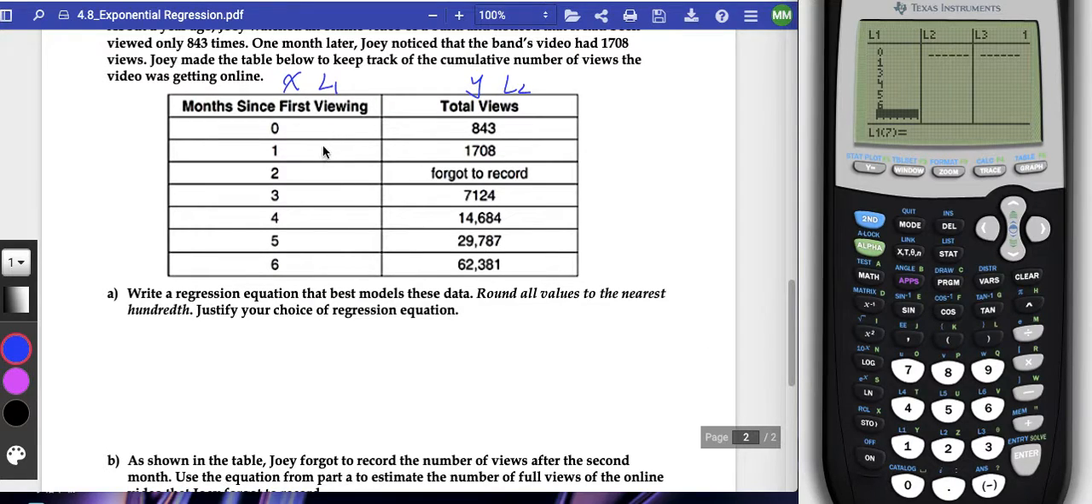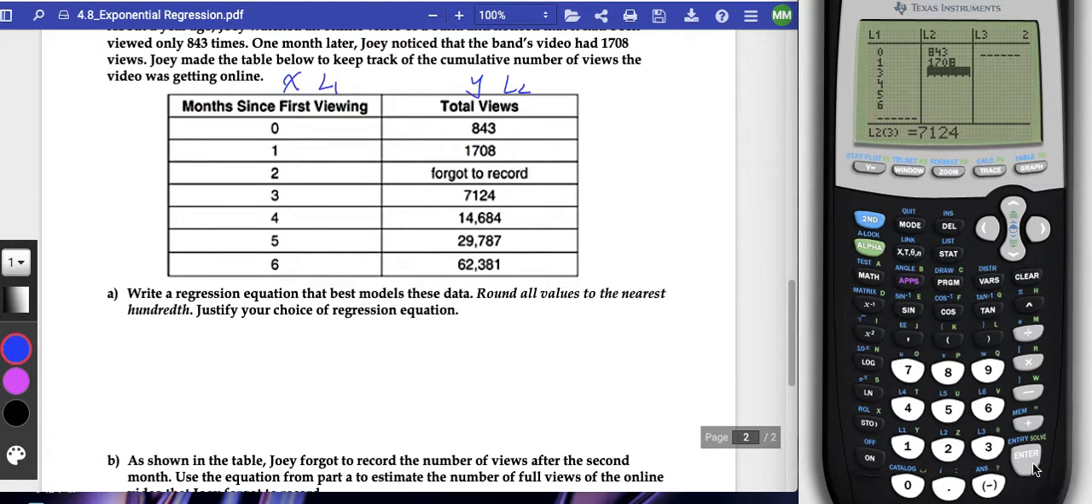Now I have 0, 1, 3, 4, 5, 6 on the left, and then I'm going to type the number matching each line here. The very first one is 843, and the next one is 1008. Please pay attention to the numbers, because sometimes you type a number wrong, and then you have to retype it.